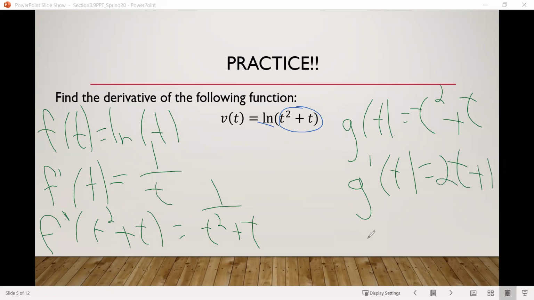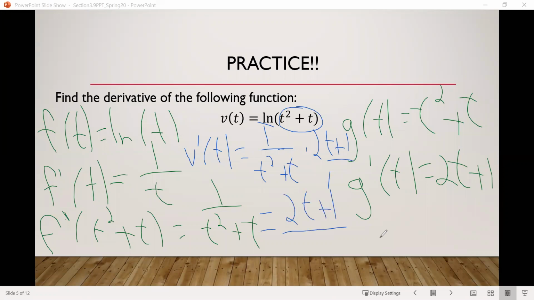And then to find the derivative of the original function, now we multiply those two. So v prime of t is going to be 1 over t squared plus t times 2t plus 1. If we simplify that, we'll end up with 2t plus 1 over t squared plus t as our derivative here. Okay, so that's using our newfound knowledge of the derivative of ln along with the chain rule. Fun? Definitely.